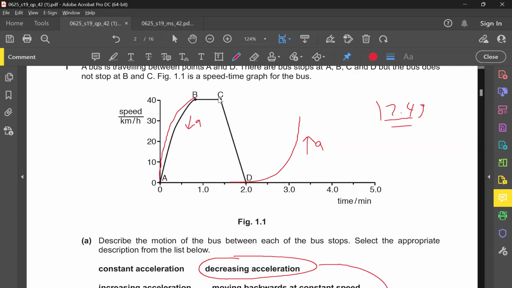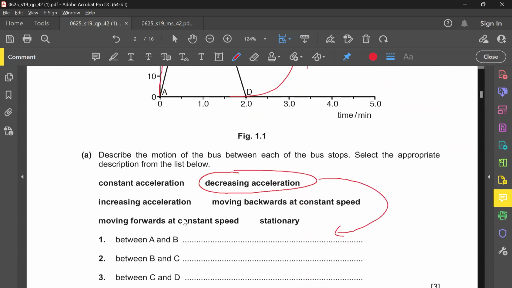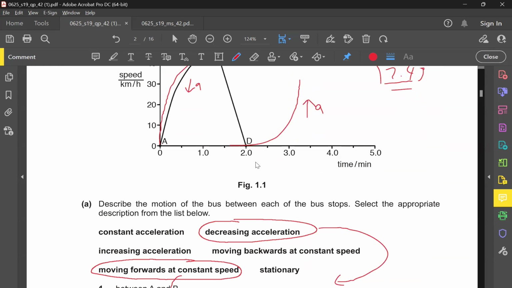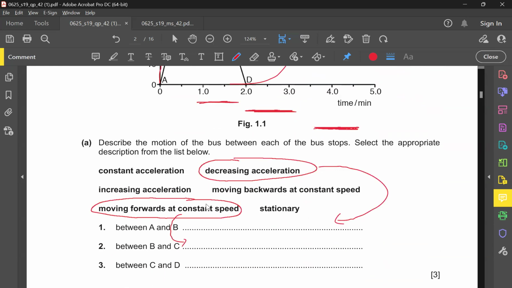All right. For B and C, you can see that the speed remains constant at 40 km per hour, which means it is obviously moving at constant speed, right? Forward. If it's moving backwards with constant speed, it will be somewhere around here, guys. The graph at the bottom here will be constant speed backwards, right?